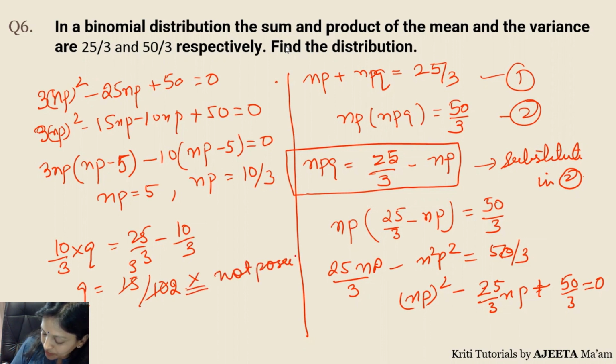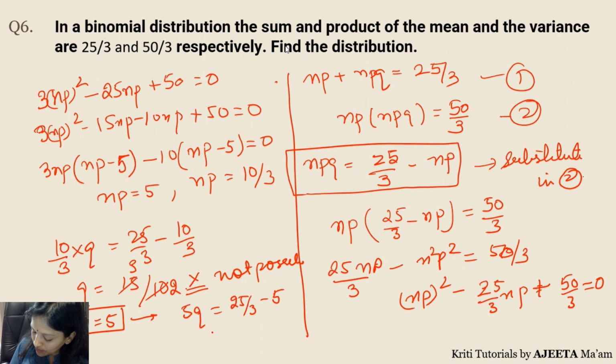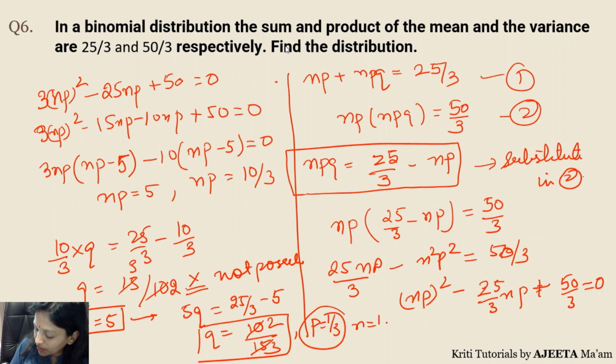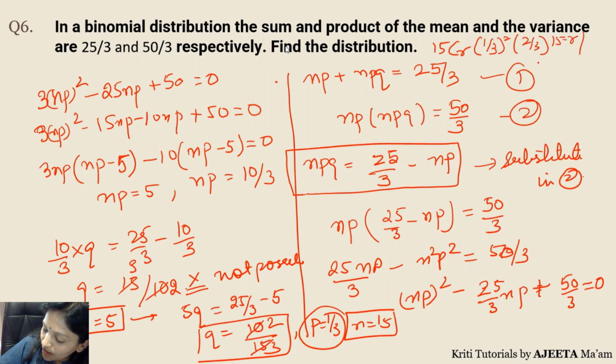Now NP is 5. Let's put it in the equation. So 5Q is equal to 25 by 3 minus 5. So let's work it out. So Q will be 10 by 15, which is 2 by 3. That's possible. So Q is 2 by 3, P will be 1 by 3, and your N will be 15. And with this, you can write the binomial distribution as 15 C R, then 1 by 3 raised to R, and then 2 by 3 raised to 15 minus R. This will be your final answer. Right? So this is how we do it.